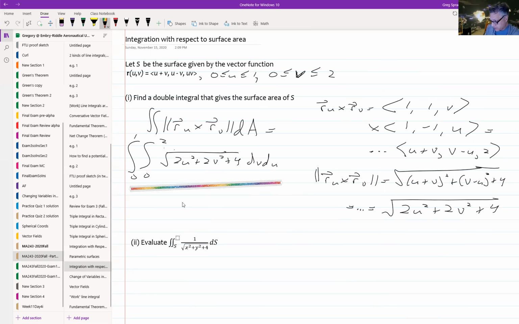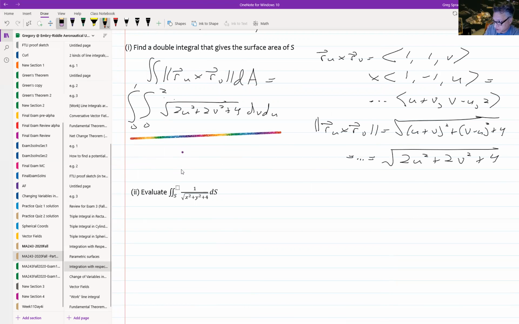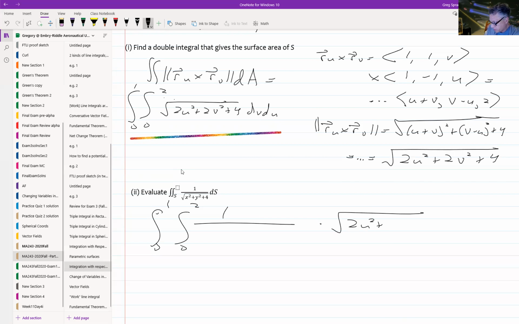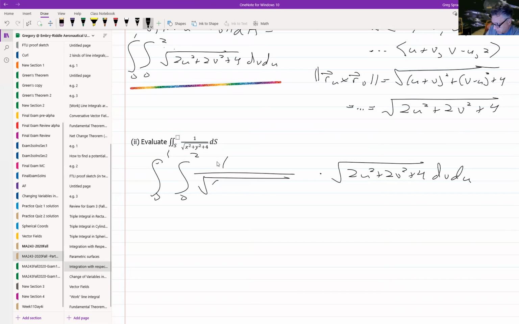Now the second part is to integrate a function over that surface, and I chose the function to get something we could actually integrate. So we get to recycle all our work from above. dS is the square root of 2u squared plus 2v squared plus 4. Now in the integrand, wherever there's an x, we replace it with u plus v. Wherever there's a y, we replace it with u minus v. And if there were any z's, we would replace each z with uv.